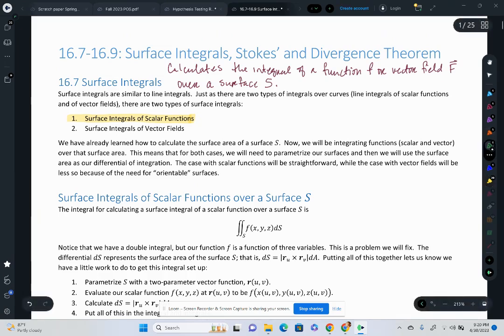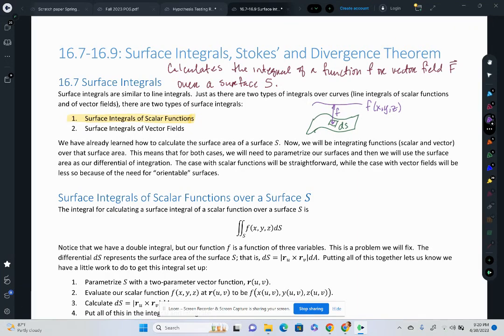But when we're working with a surface integral of a scalar function, we've got some surface like this, and we've got little patches of dS on our surface, and then we've got maybe some function little f of x, y, z, and we're integrating over these little patches of surface. Then we're going to have an infinite number of those and add them all up, and we're going to have an integral.